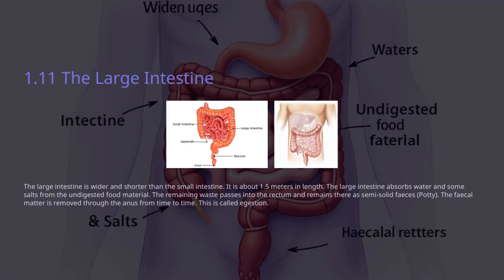Now, let's take a closer look at the large intestine. It's actually wider and shorter than the small intestine, measuring about 1.5 meters in length.